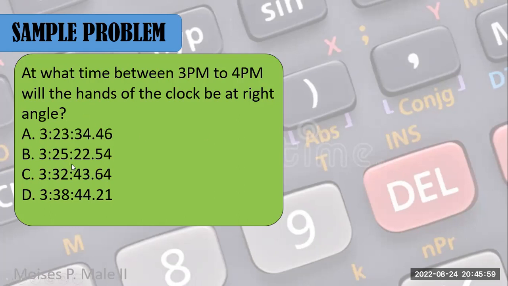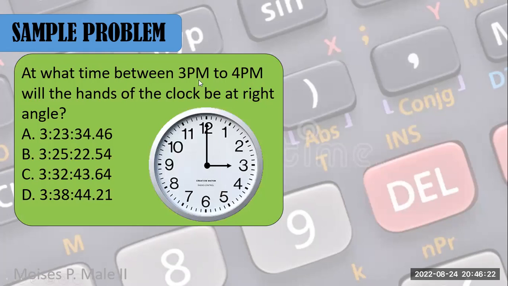Tapos, since parang notation ng time is the same sa degrees, degrees, minute, radian, pwedeng yun ang gamitin natin to translate it to hours, minutes, seconds format. Okay? So, nag-start ng 3 p.m. then nag-end ng 4 p.m. Okay? Yan. So that is between those two times, no?